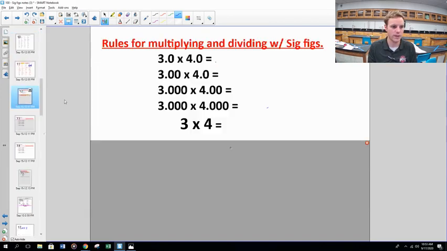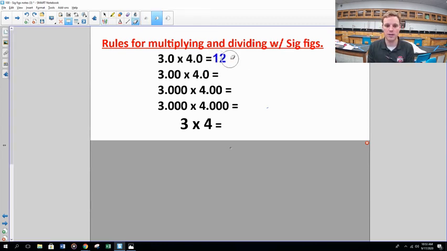All right. So if I'm going through these values here, 3.0 times 4.0 is 12. 3.00 times 4.0 is 12. 3.000 times 4.00 is 12.0. 3.000 times 4.000 is 12.00. Mr. Pilcher, what the heck? What's going on here? Let's count our SigFigs, shall we?